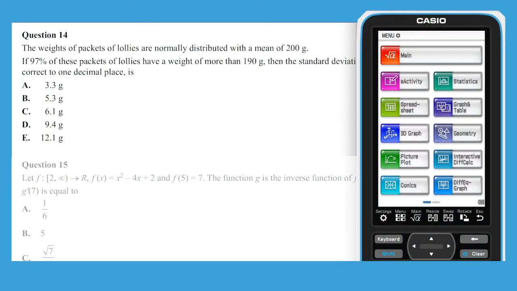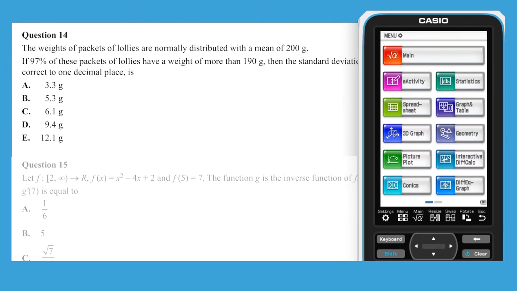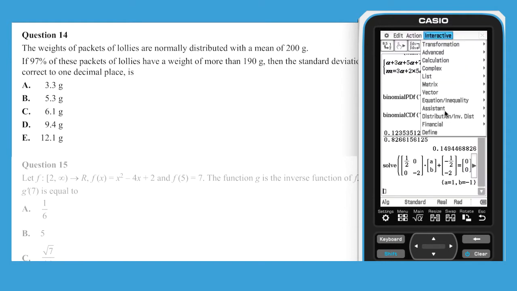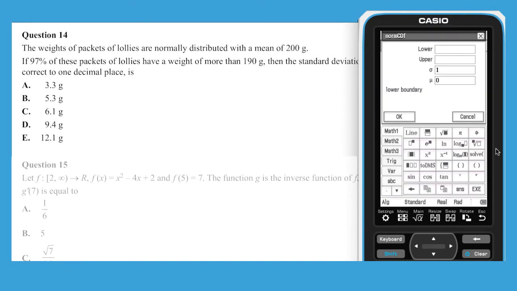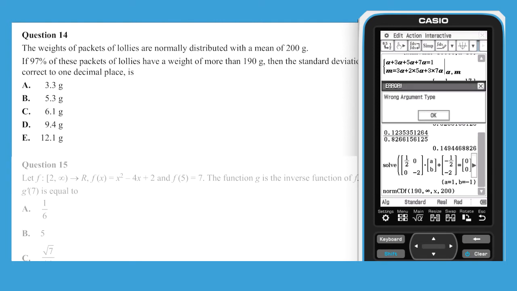Question 14. In a question where information is provided about a normal distribution, but the standard deviation is unknown, we can use the normal distribution command under the interactive menu and enter the standard deviation as x. The error message comes about because the ClassPad was not expecting an unknown when the normal cumulative distribution command is called up in this fashion.